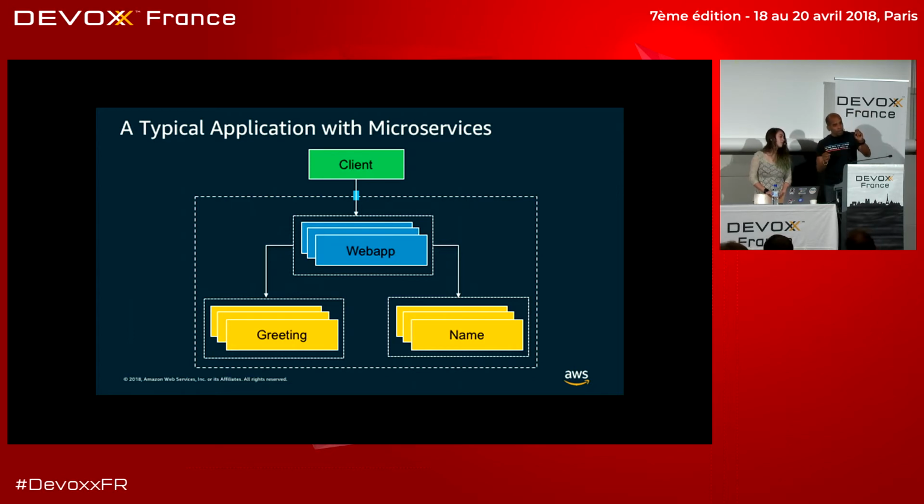Then the web app microservice talks to the greeting microservice: give me a greeting, how do I greet my user. Then it talks to the name microservice: give me a name for who I am greeting. And then it returns a response back. So these 3 microservices are really talking to each other.